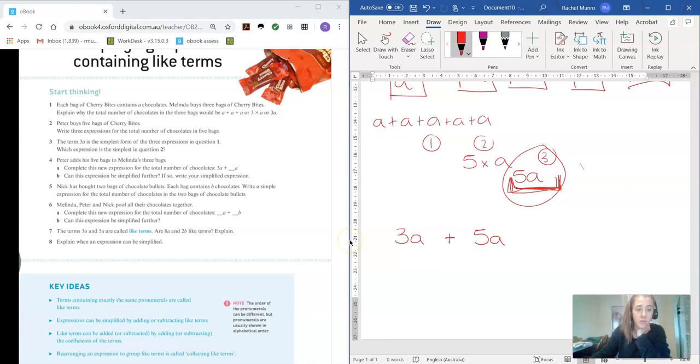Okay, so we've already started here. We've got the 3a, which is Melinda's. Now we've got Peter's, which we know is the 5a because we did that work here. All right. Can we simplify it? Can we do some collecting of the like terms?